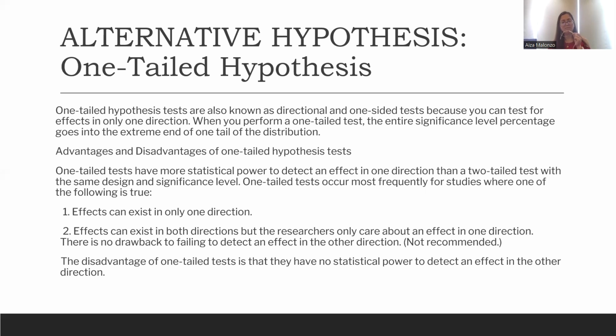The disadvantage of the one-tailed test is that it has no statistical power to detect an effect in the other direction because it is focused alone on one side of the equation.